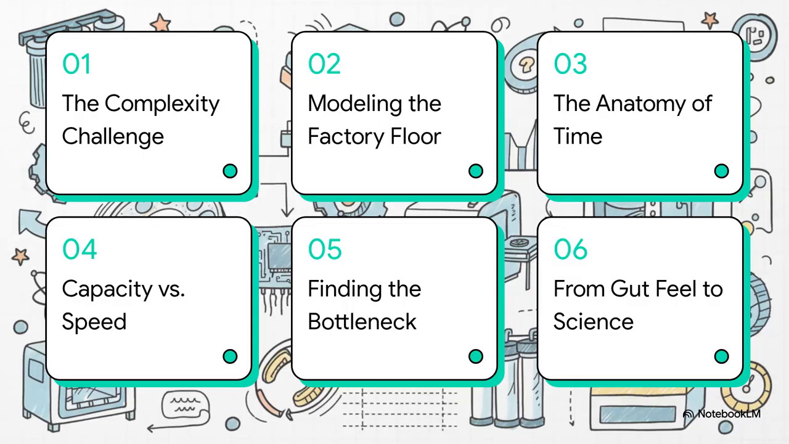All right, so here's our game plan for today. First, we're going to dig into that complexity challenge, why our intuition often lets us down. Then, we'll look at how to model the factory floor to really see the flow. After that, we'll do a deep dive into the anatomy of time. Seriously, where does it all go? We'll also cover the huge trade-off between capacity and speed, and then use a real example to find the true bottleneck. And finally, we'll bring it all home and talk about making that shift from gut feel to real science.